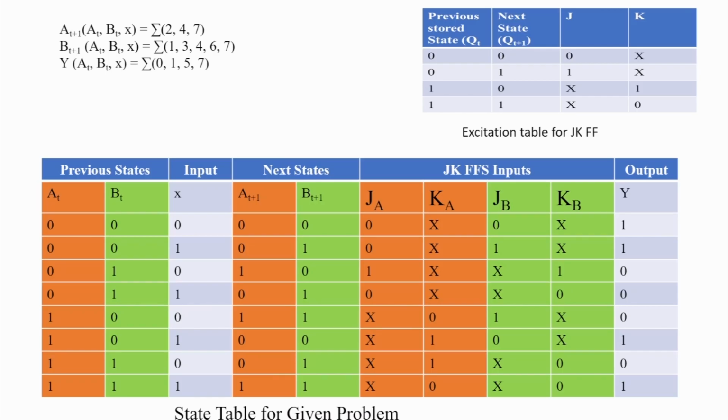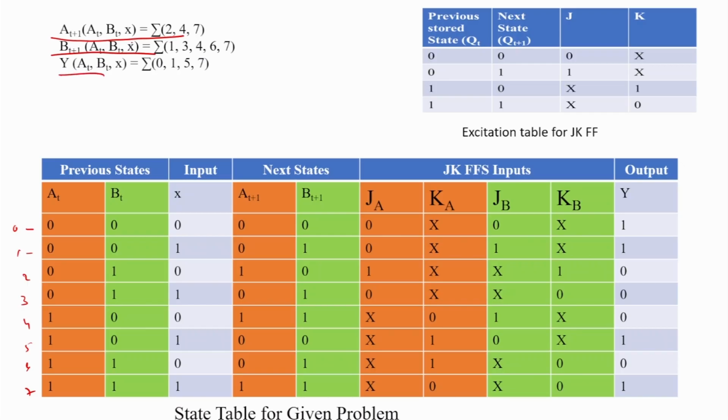Here, what happens? At plus 1 means the previous states are given, the previous state values are 0, 0, whatever the input, 0, 1. These combinations are written simply as 0, 1, 2, 3, 4, 5, 6, 7, because only 8 possible combinations are there, as there are 3 inputs At, Bt and X. That means we start from the value 0 0 0, similarly 0 0 1, 0 1 0 and so on. And what is the next state here? The next state is given, the expression for next state is given in the problem.